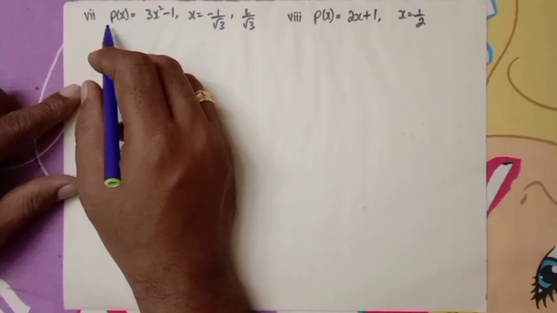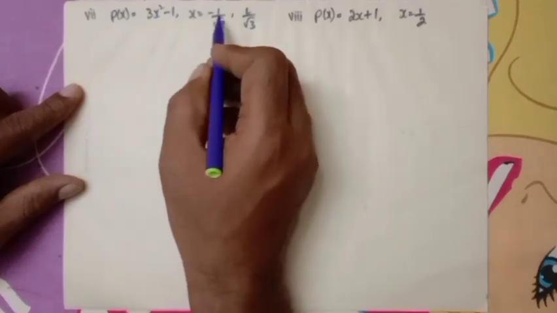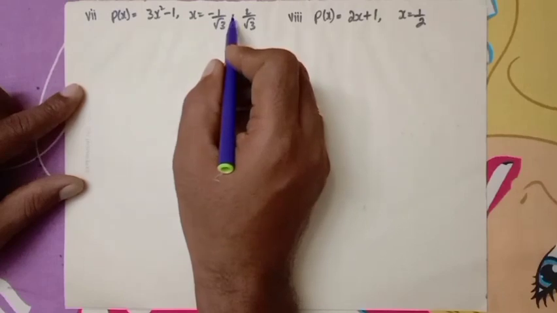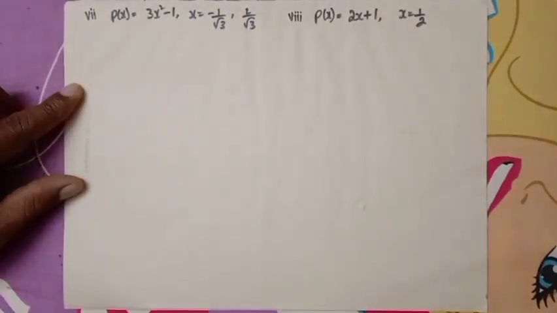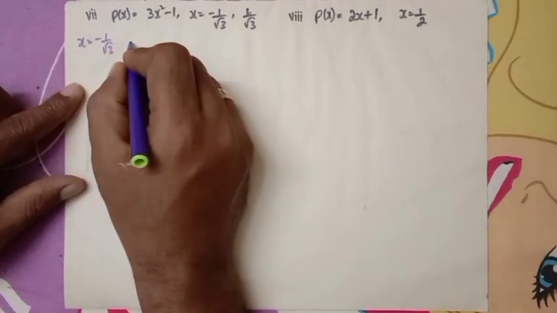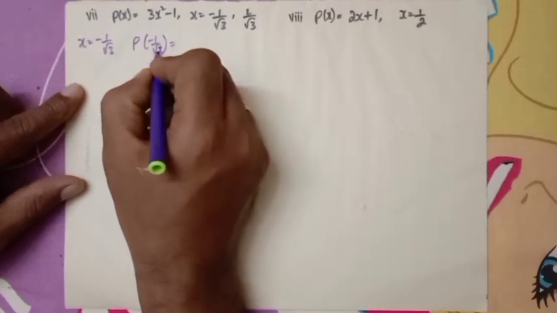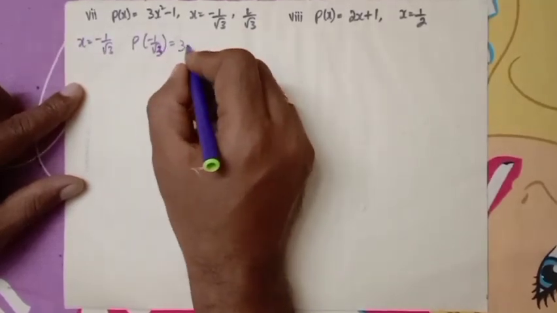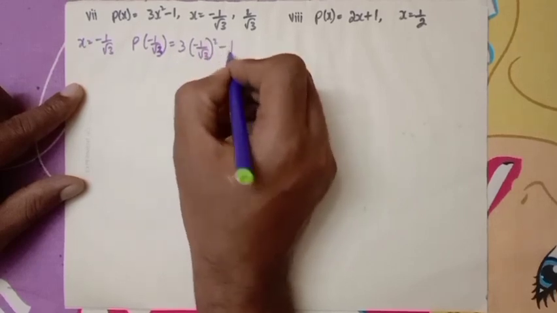The next problem is p of x is equal to 3x square minus 1, at x is equal to minus 1 by root 3, and the second case is x is equal to 2 by root 3. Let me take the first case. x is equal to minus 1 by root 3. So p of minus 1 by root 3 is equal to 3 into minus 1 by root 3 whole square minus 1.